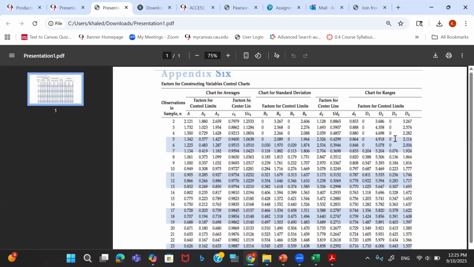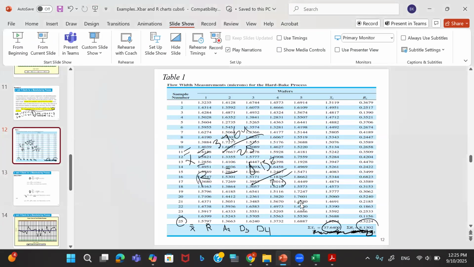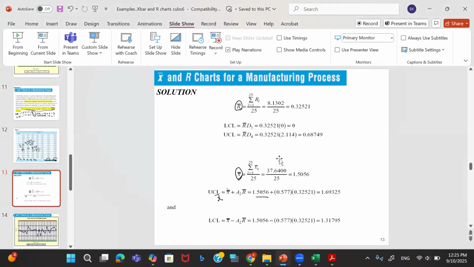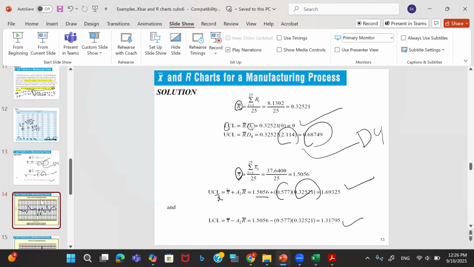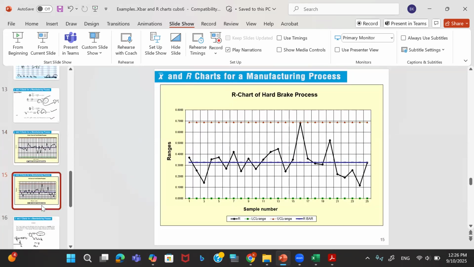I need D3, which is 0, and D4, 2.114. So now I can do all the calculations, plug in everything. You see, I plugged in the 0.577 times R bar. I got the upper and the lower control limit. And for the R chart, D3 is 0, so the lower control limit is 0, and for the upper control limit I have the D4 value. Then I plug in everything in Excel and create the charts which I want.